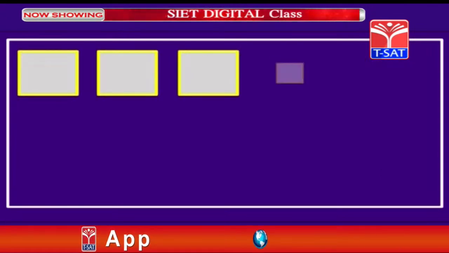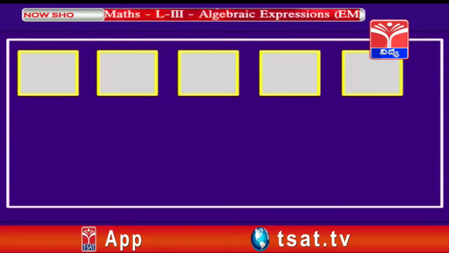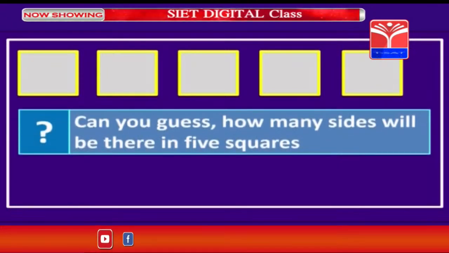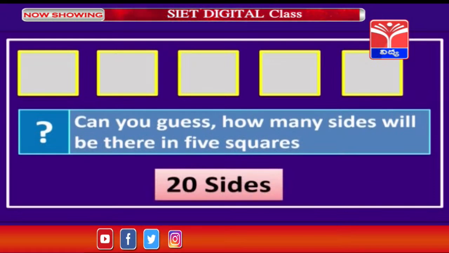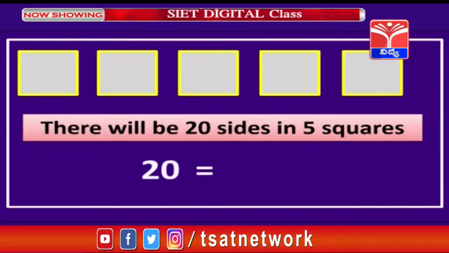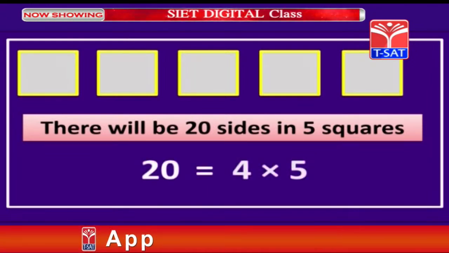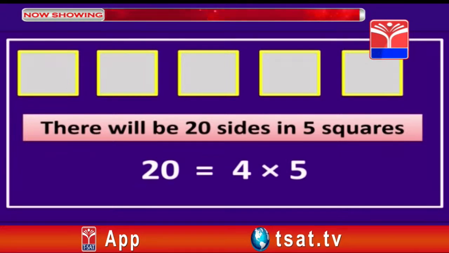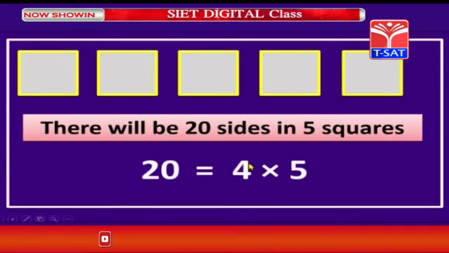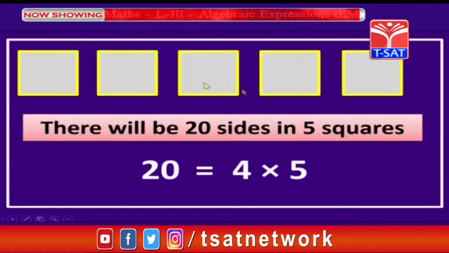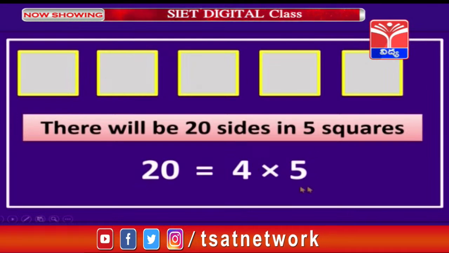Suppose if we are going to have say 5 squares children. Now how many number of sides will be there in all? You are right once again children, it will be 20 sides. And I am going to write 20 as what children? Yes, we are going to write it as 4 into 5. Did you understand why 4 into 5? 4 is the number of sides of a square, into 5 squares are there, that is why into 5.